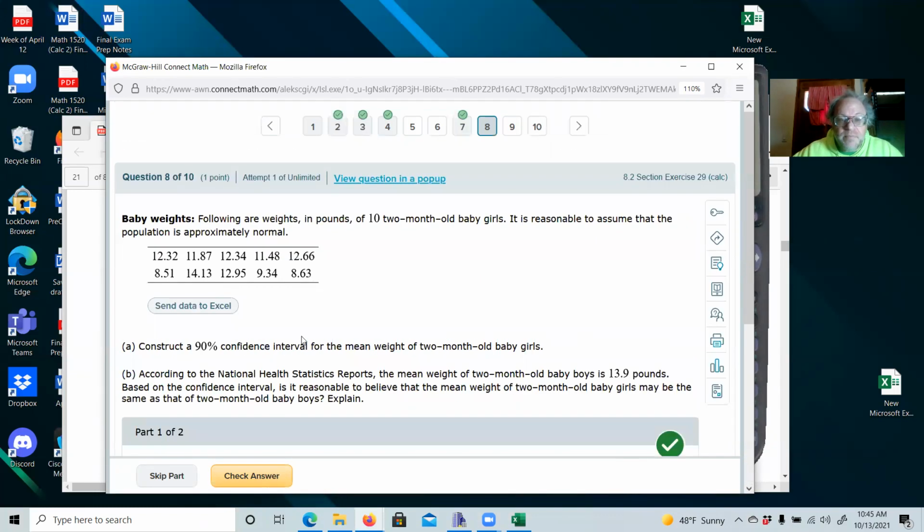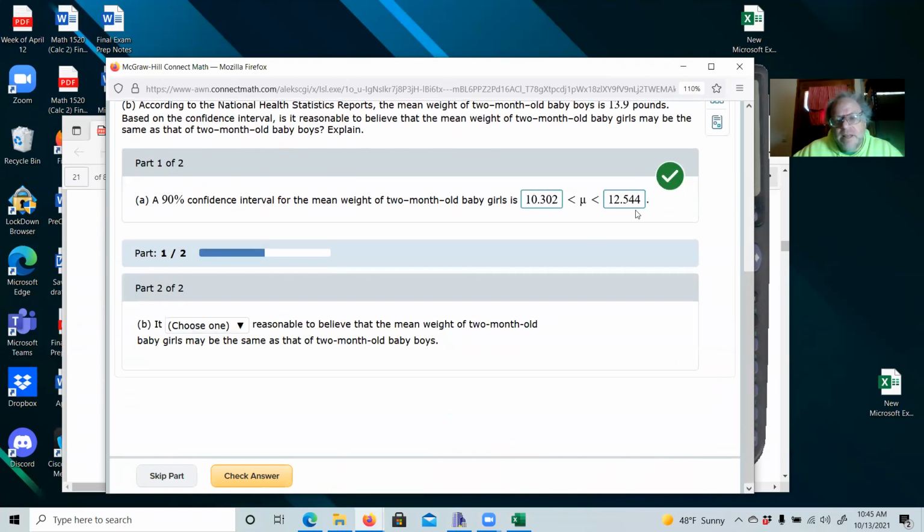And let's see. They give us some information about baby boys. They said 13.9. Is 13.9 in my interval? No, it is not. So it is not reasonable to believe that the mean weight of 2-month-old baby girls is the same as 2-month-old baby boys, because their average weight is not inside this interval. If it was, we'd say sure, it's reasonable. But there we go.